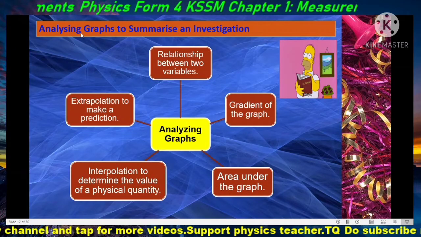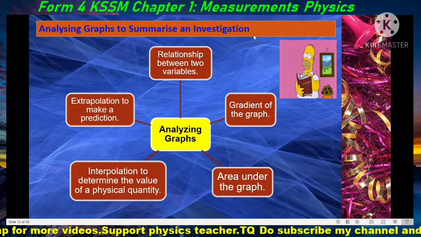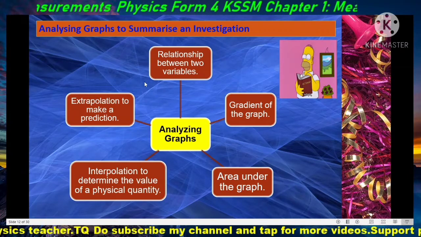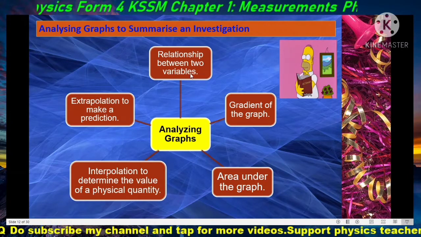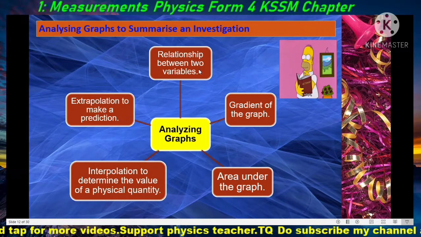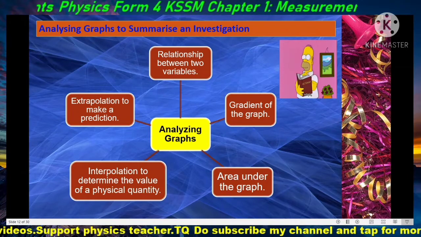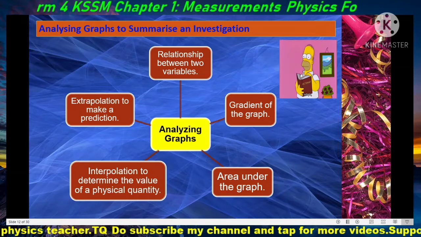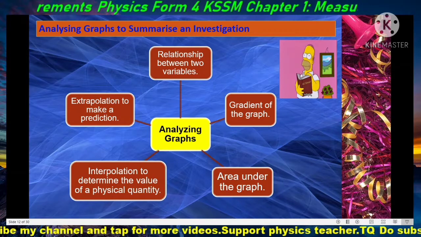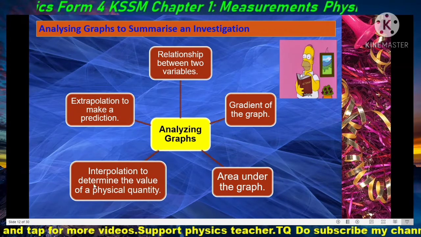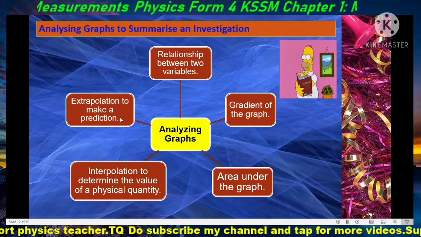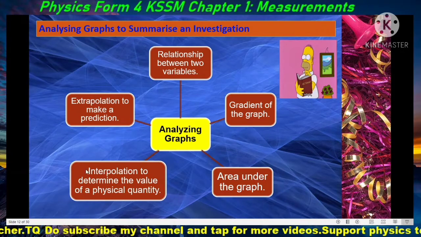Okay, next, analyzing graph to summarize an investigation, meaning in order to write a conclusion based on the result of the experiment. The first one, which we have discussed, is the relationship between two variables, responding variable and manipulated variable. The next, what we can get from the graph: the gradient. Sometimes the gradient of the graph will give another value for a physical quantity. Then area under the graph, interpolation to determine value of a physical quantity, and extrapolation to make a prediction. So we are going to discuss these one by one.